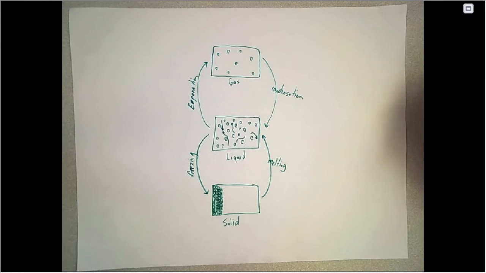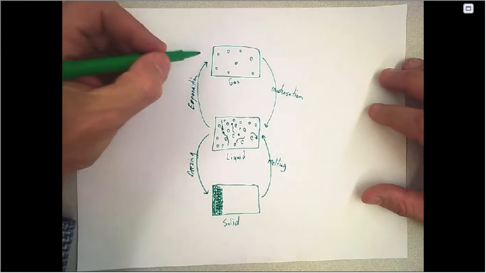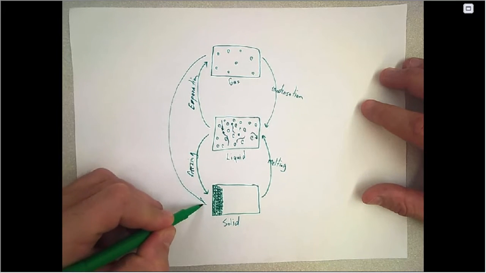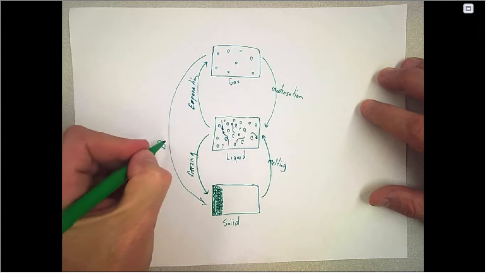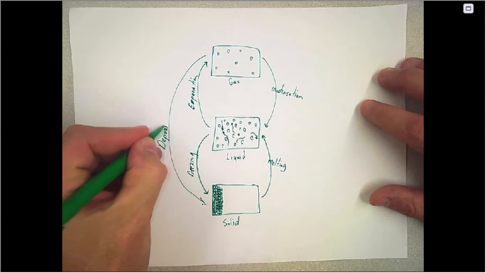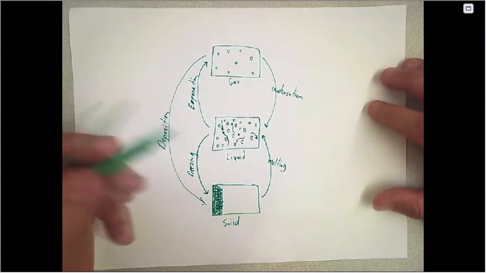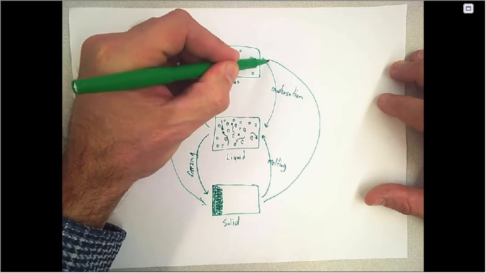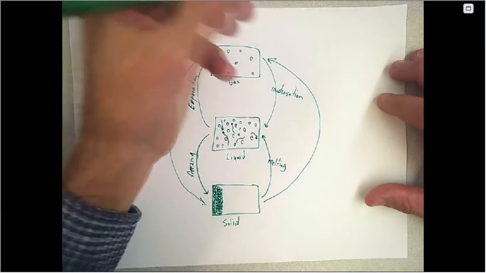The ones that you're not as familiar with are when you go directly from a gas to a solid, and a few things do this. It's called deposition. And going directly from a solid to a gas is called sublimation.